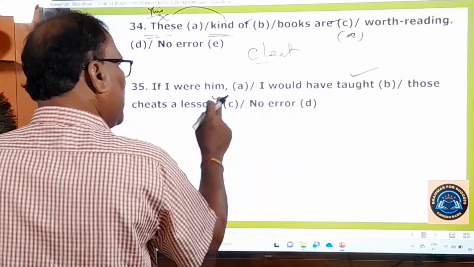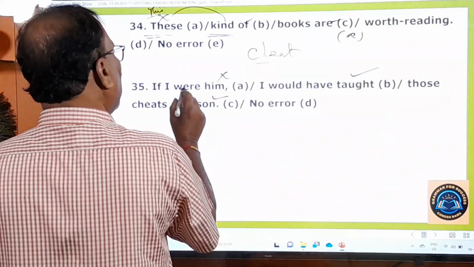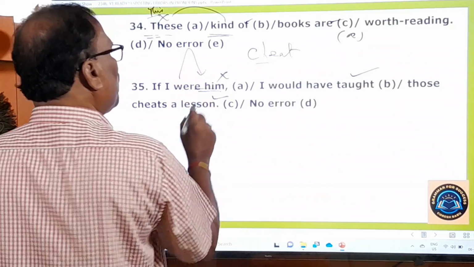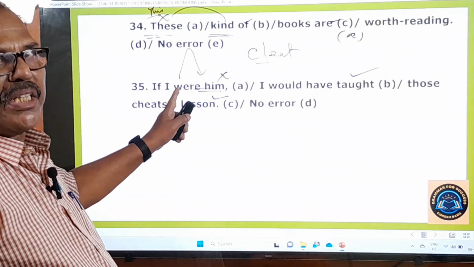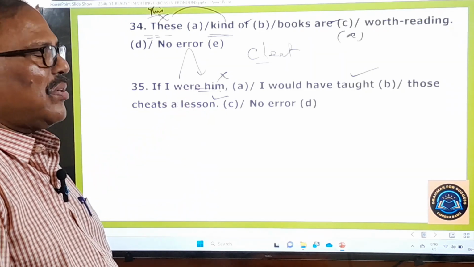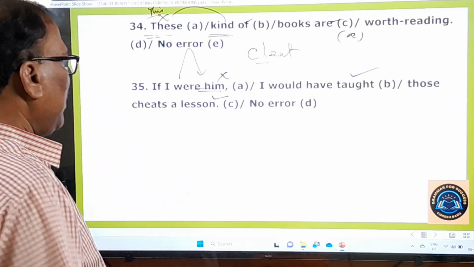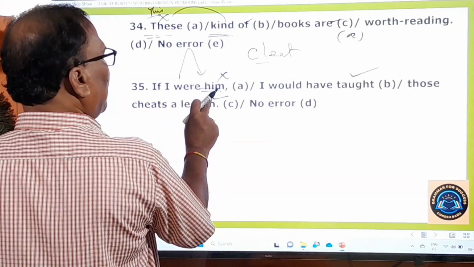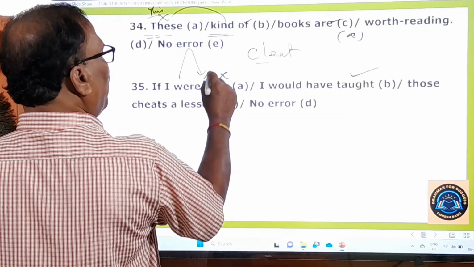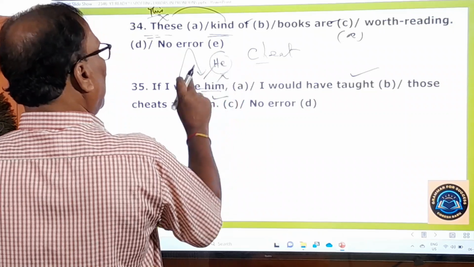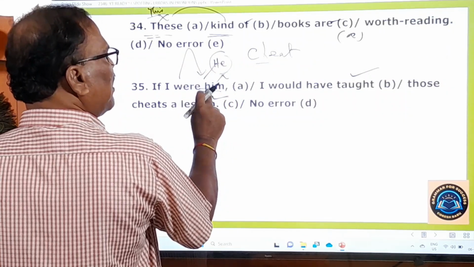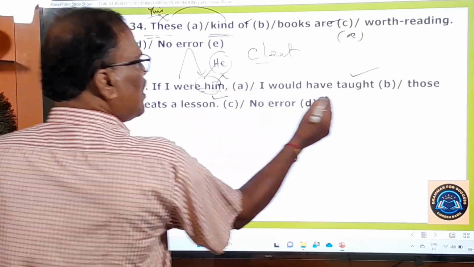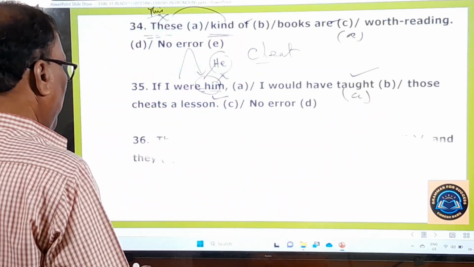So B part okay, C part okay. This A part is not okay, because after the B form, you should use only the subjective case pronoun, not the objective case pronoun. But here, the objective case pronoun is wrongly given. What is the subjective case pronoun of him? He. This should have been here, but wrongly this is used. That's why this A part is a mistake.